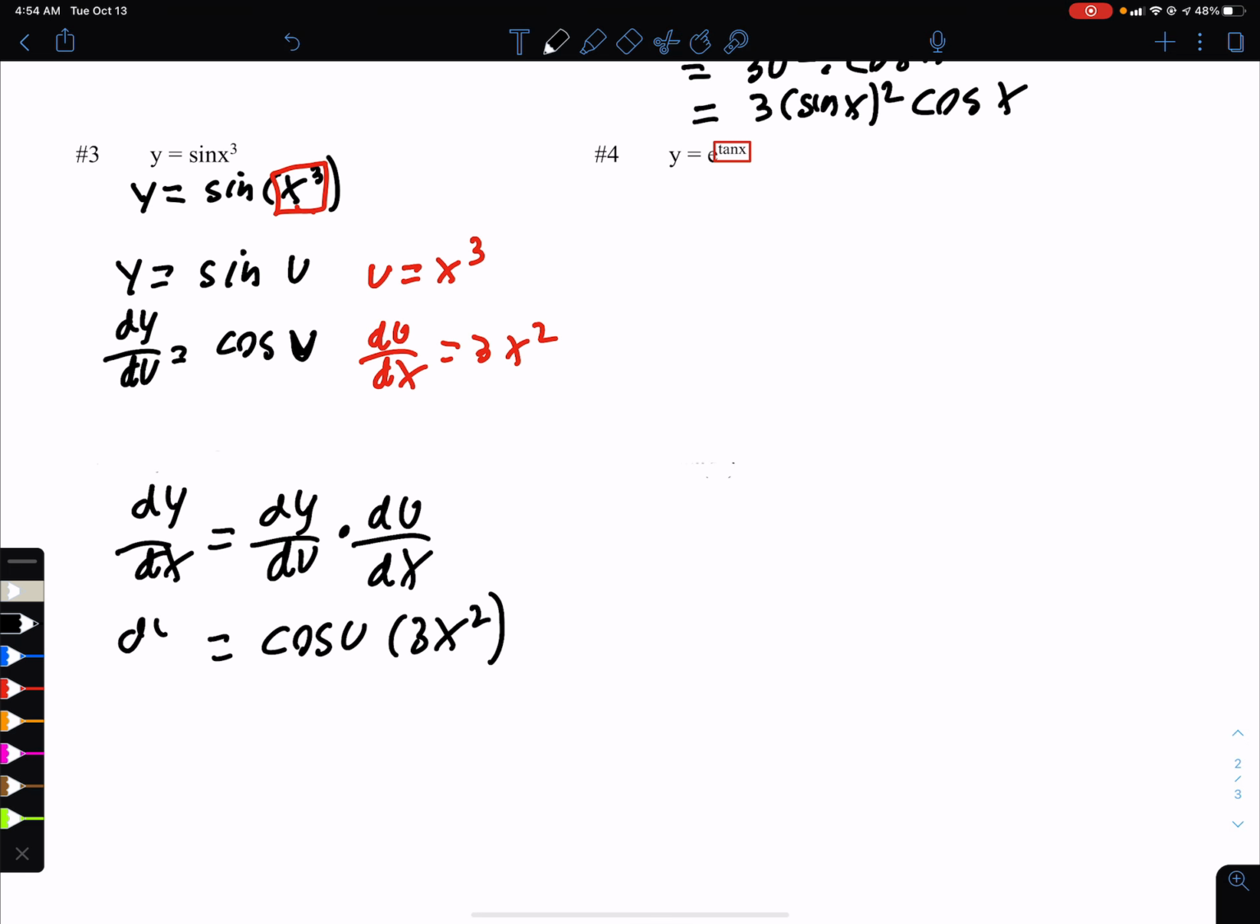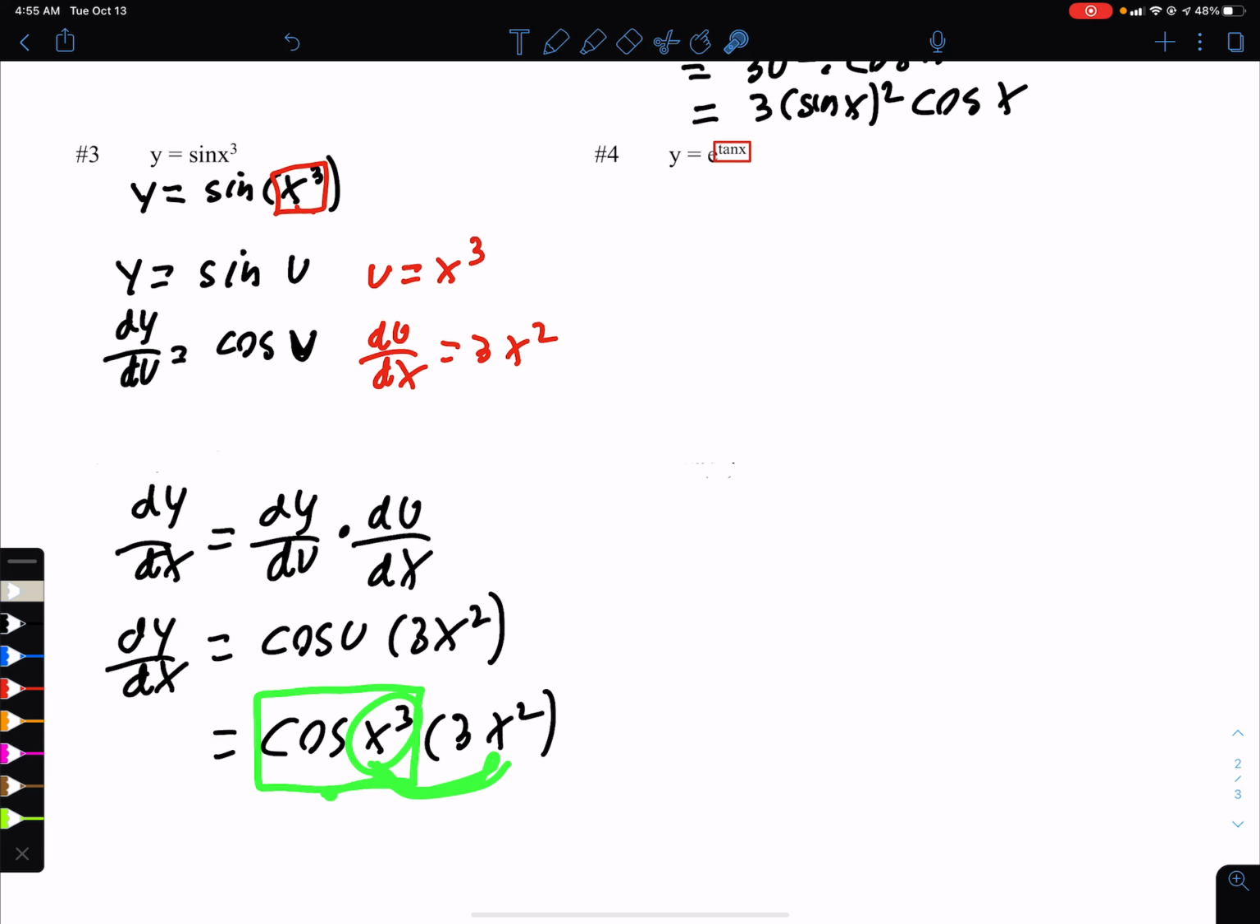And we're almost done. The last thing, our variable is supposed to be x, and we have a u. So again, we replace u with x cubed, and that gets our final answer: x cubed times cos x cubed times 3x squared. Now be careful, you cannot multiply these because this x cubed is stuck inside the cosine function.